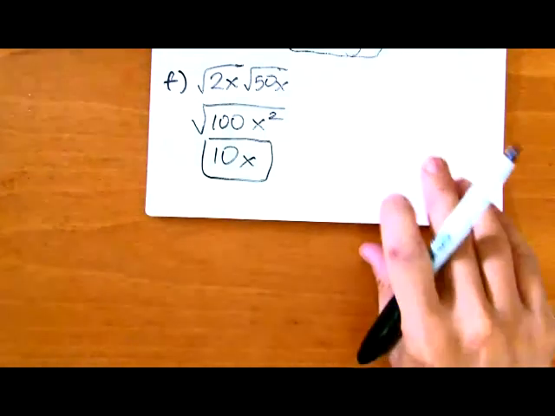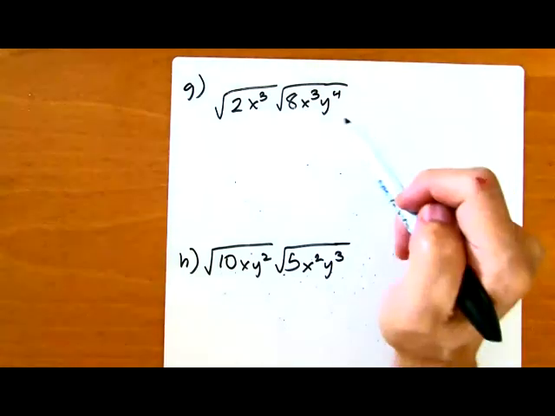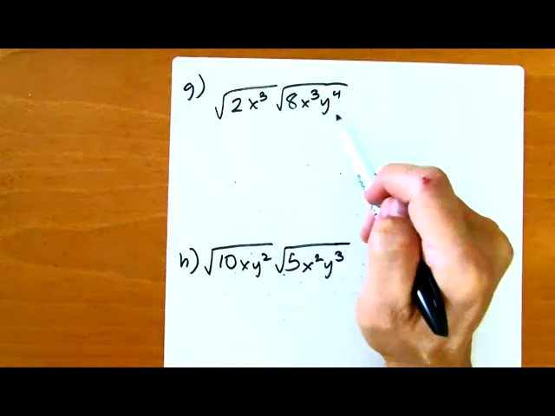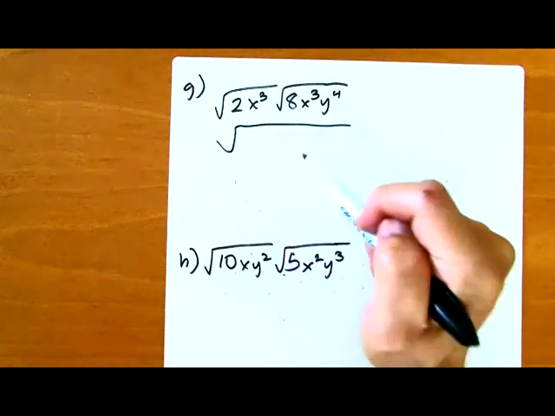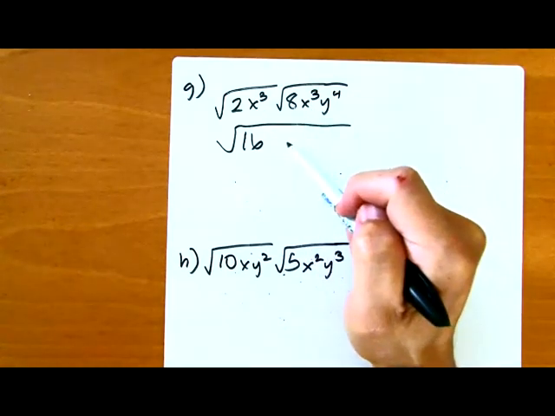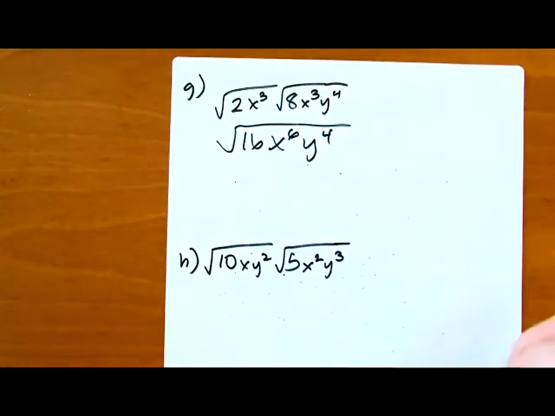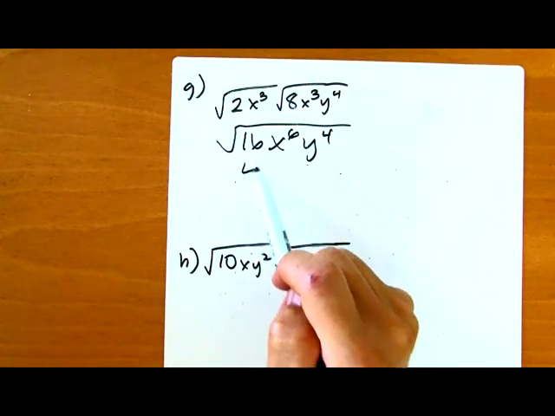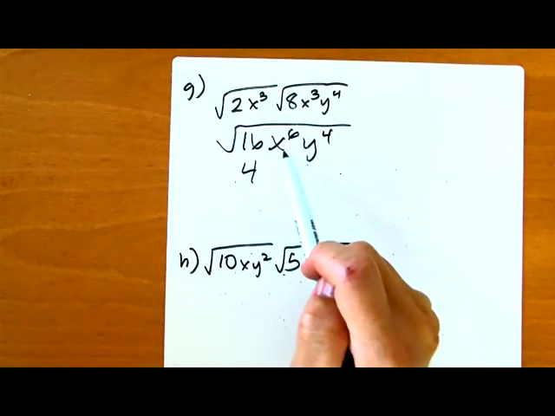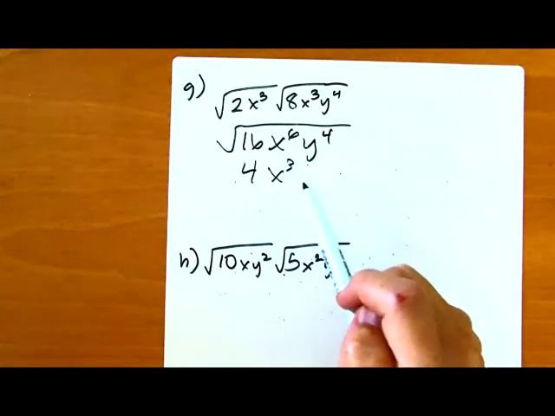Let's try a few more. Let's make them a little more challenging. If we multiply, 2 times 8 is 16. X to the third times x to the third is x to the sixth, and y to the fourth. Can we square root the 16? That would be 4. The square root of x to the sixth is x to the third. The square root of y to the fourth is y to the second.